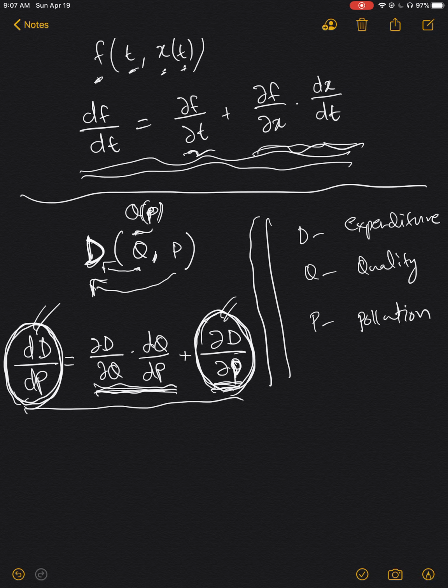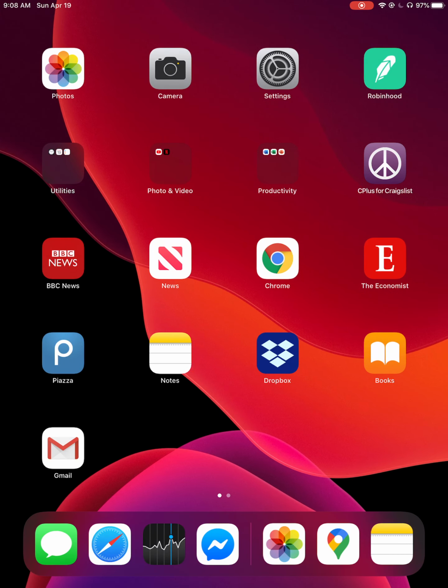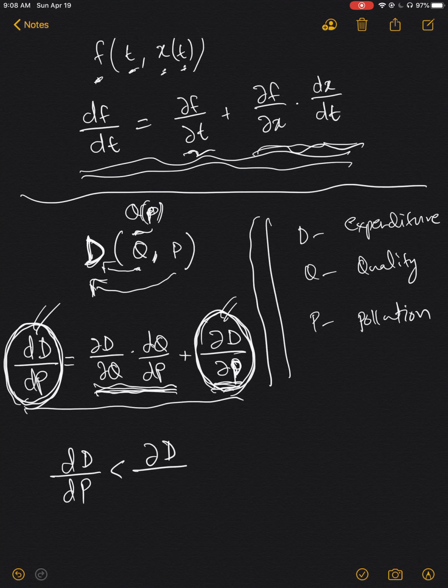Okay, and the idea here is that dD/dP is an underestimate of what we're truly interested in, which is partial D partial P. And why is that? Because it turns out this object over here is less than 0. Okay, so basically this over here will drag this one down and we'll get an underestimate.